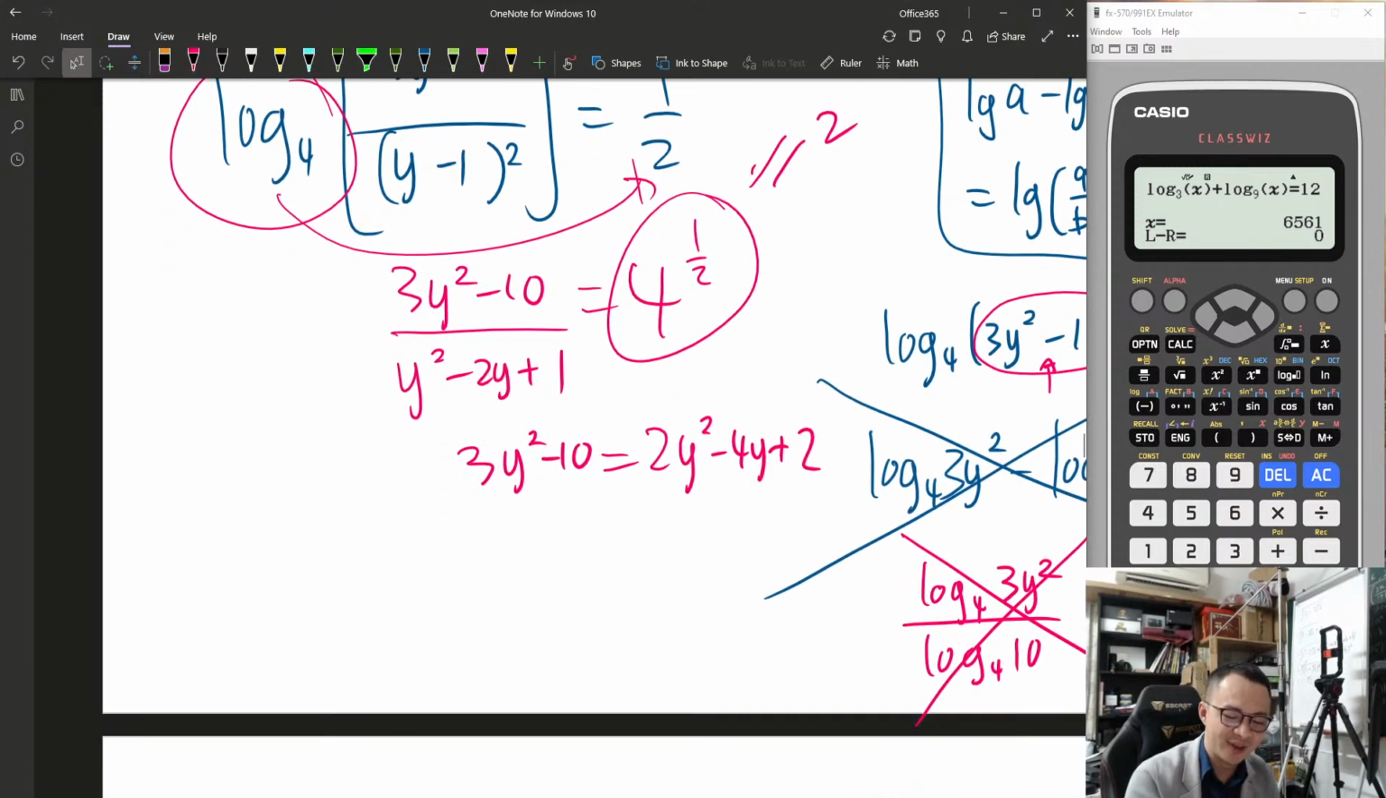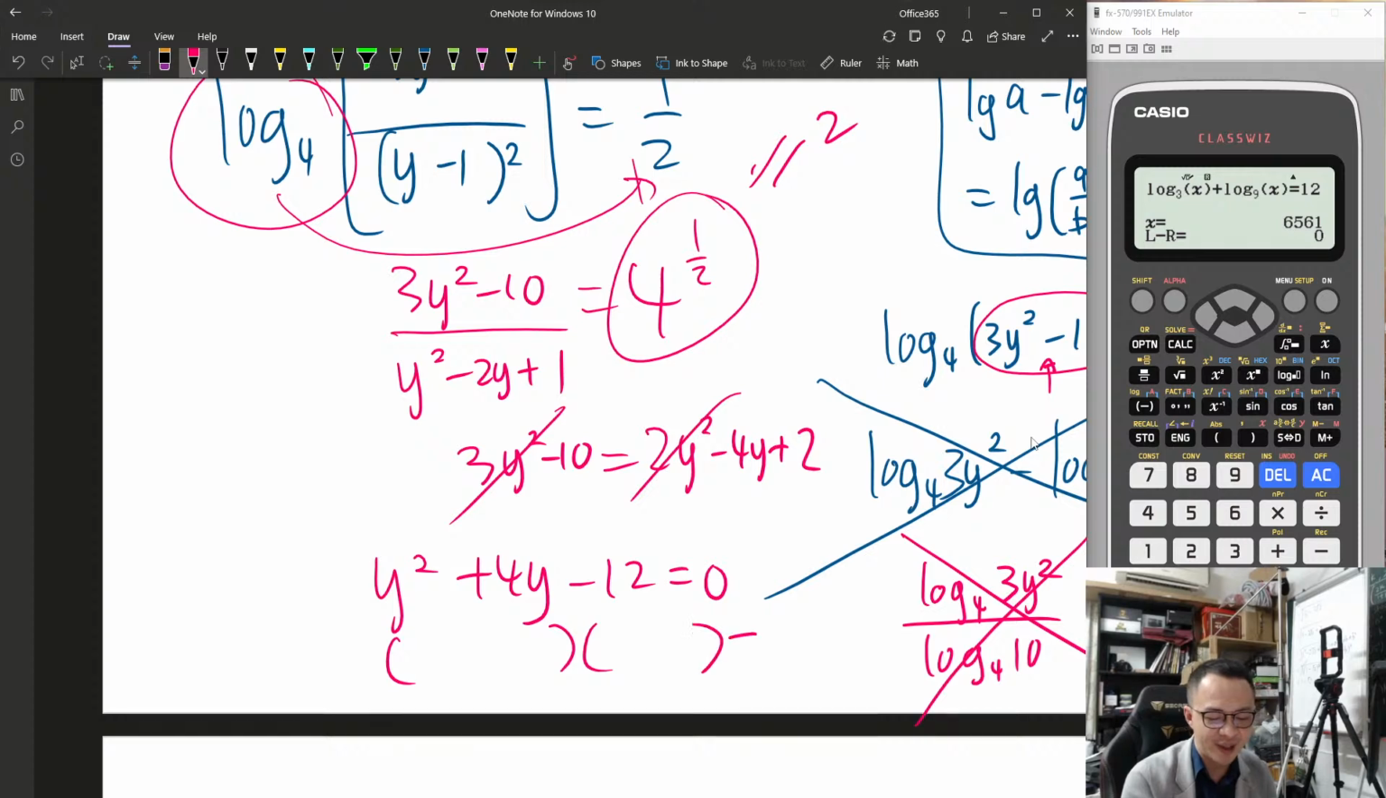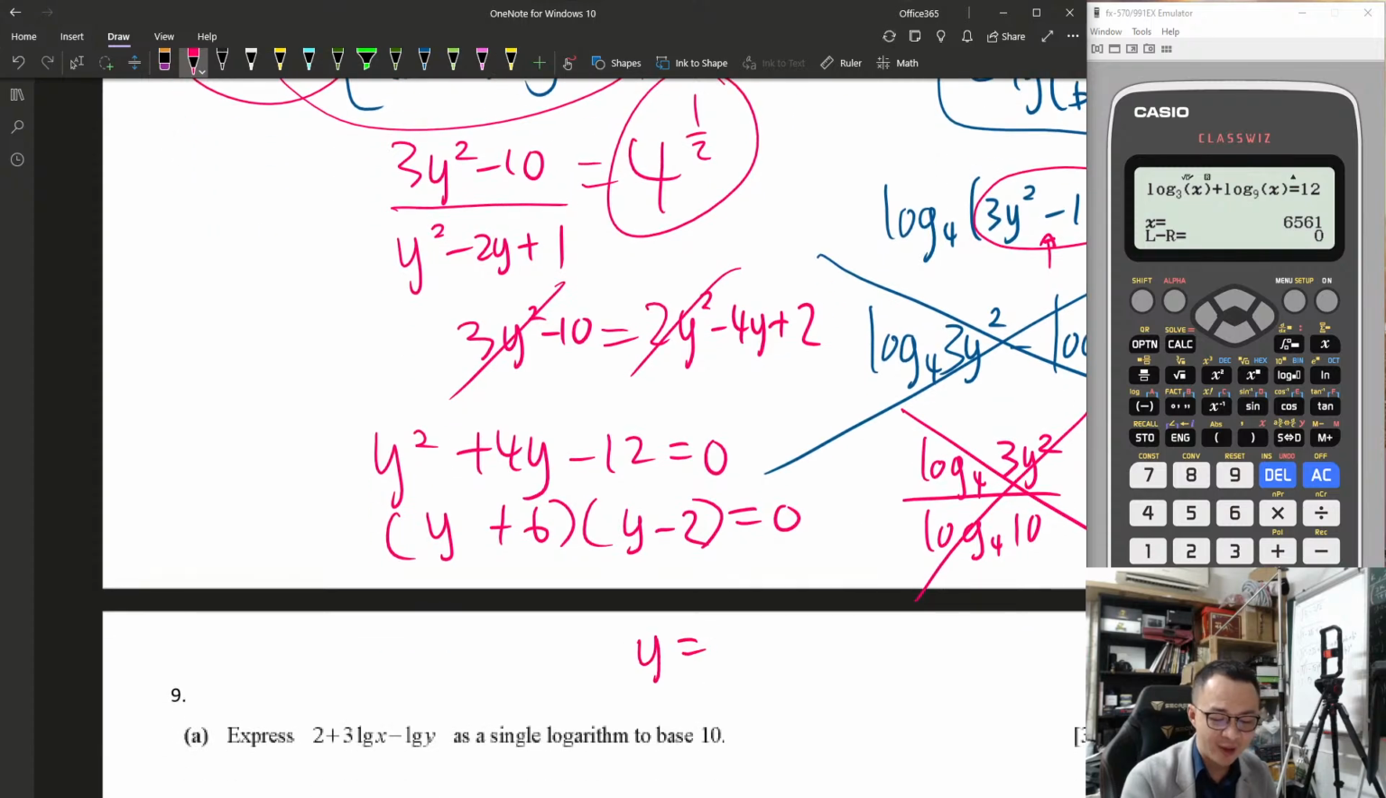I need to solve this quadratic. y squared plus 4y minus 12 equals 0. And then I will factorize it as usual. (y plus 6)(y minus 2). Then I will find both answers. y equals 2, y equals negative 6.